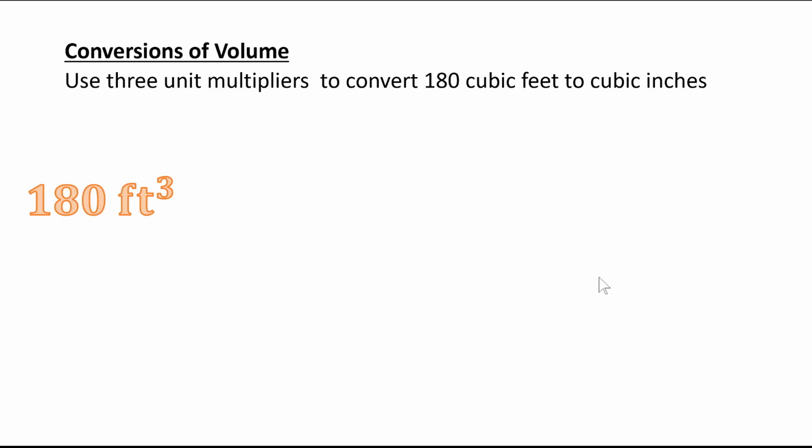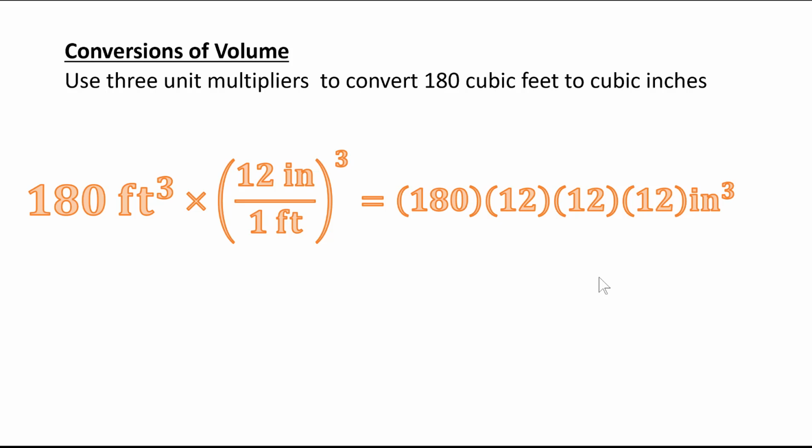inches. So all I have to do is remember, first of all, that there are 12 inches in a foot. And since I want to multiply this by something that will cancel the feet and leave me with inches, I'm going to put the feet on the bottom for my unit multiplier. So we're going to have 12 inches over 1 foot, and I'm going to use that unit multiplier 3 times so that it will cancel cubic feet.